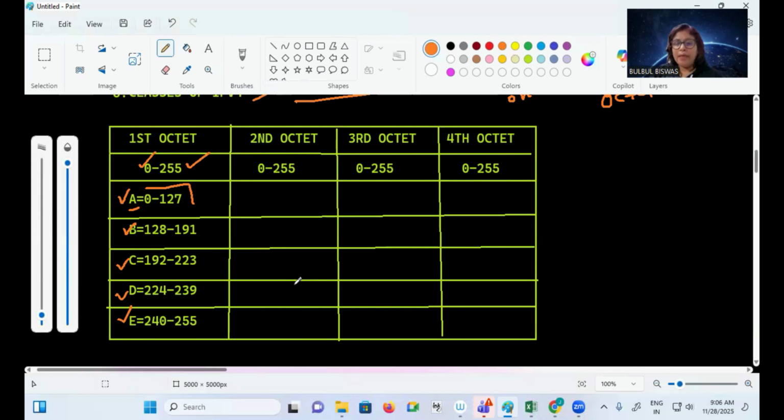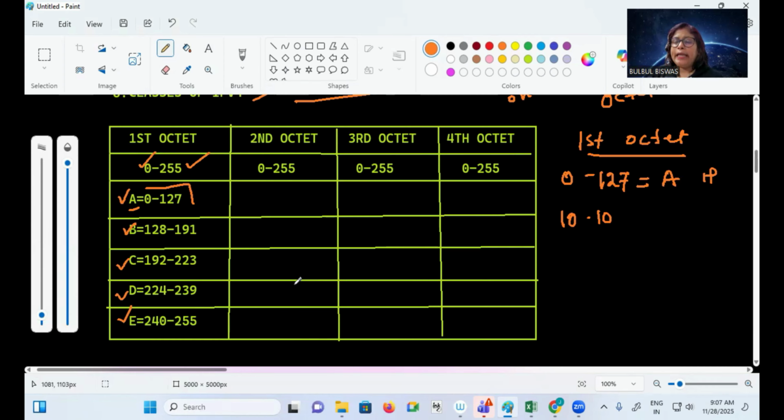Actually, what does it mean? That means in any IP address, if the first octet comes within 0 to 127, it would be a class A IP address. Am I clear? Suppose I am writing 10.10.20.30. Everyone, very carefully see: the first octet is 10, and 10 is coming within 0 to 127. That means what? This is a class A IP.